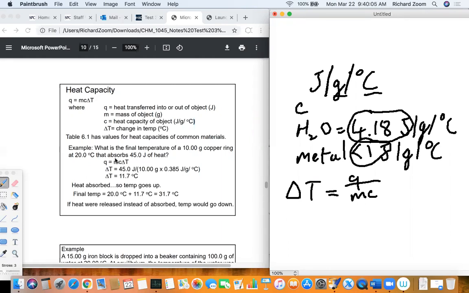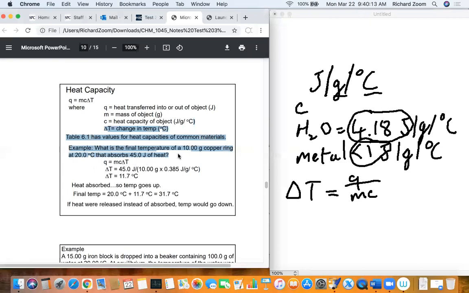So the key word here, absorbs, and that's why we add, because this is a change in temperature. We're already given the initial temperature as part of the deal here. And then we've got the plus here because it's absorbing, and it would be minus if it was releasing. All right.